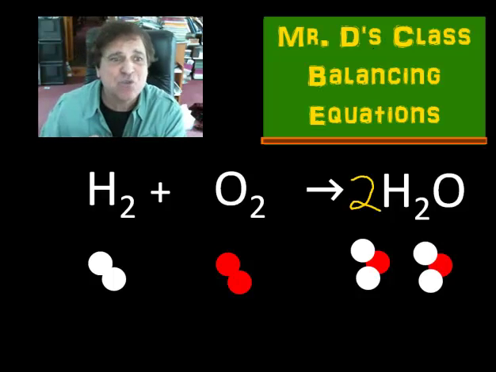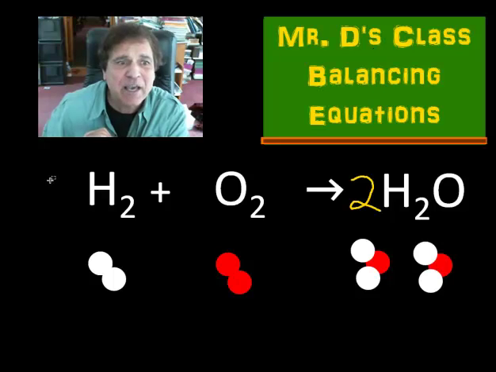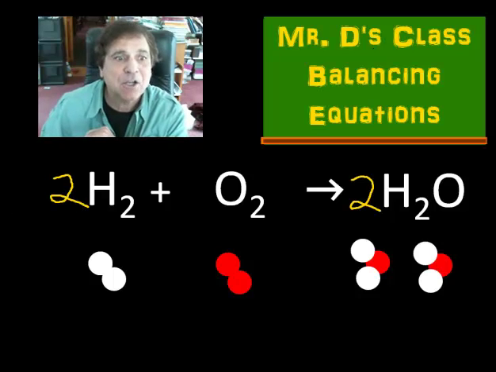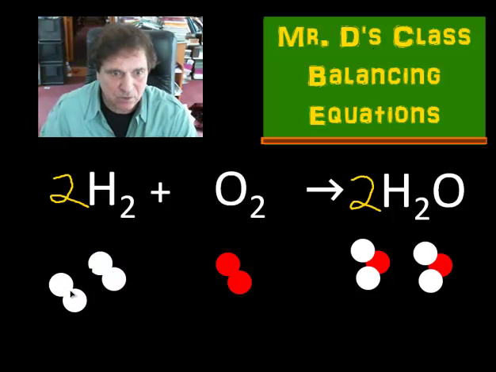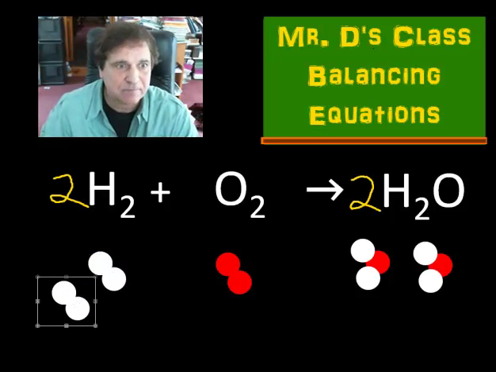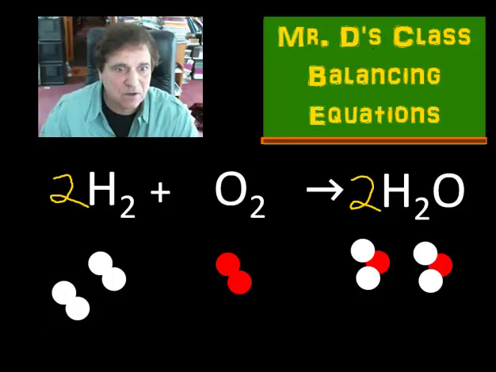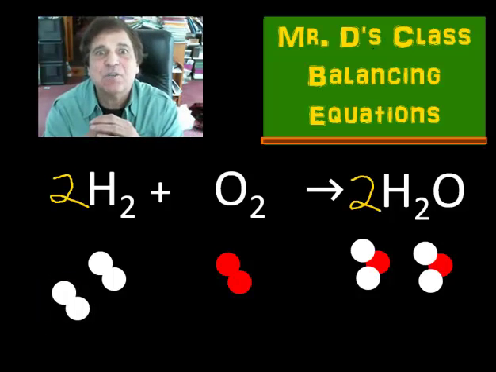And to balance it, real simple. All we need to do is to put a 2 in front of the hydrogen, which gets us 2 molecules of hydrogen, and we'll represent that with 2 more of these, and put another molecule in there, just like that. All right, let's see if it's balanced.